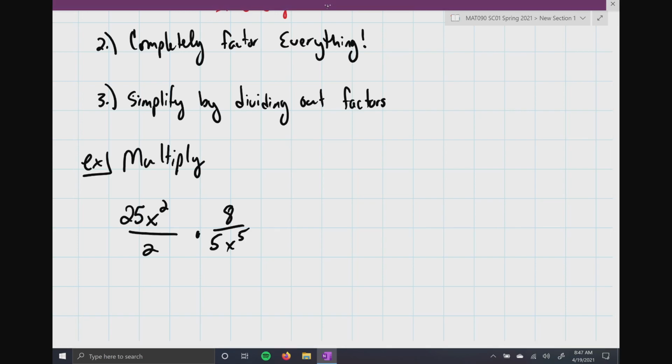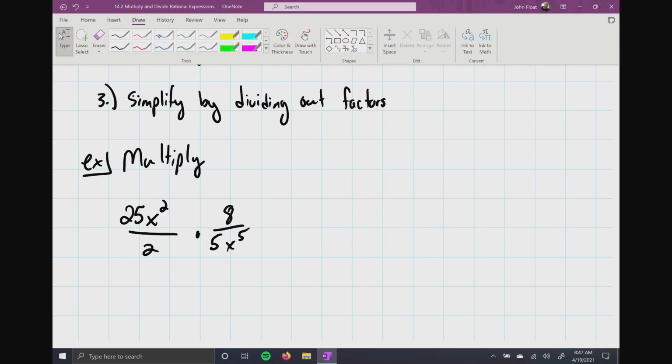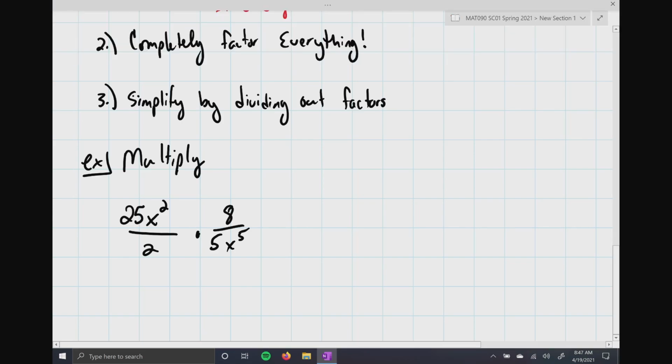So, first thing I would do here is I would write everything in order because that's me. So watch what I do. If you just want to watch, I'll give you some time. 8 times 25 times x to the second divided by 2 times 5 times x to the fifth. Because remember, you multiply fractions from left to right. But notice, I didn't multiply anything yet. I just rewrote it. That's it.